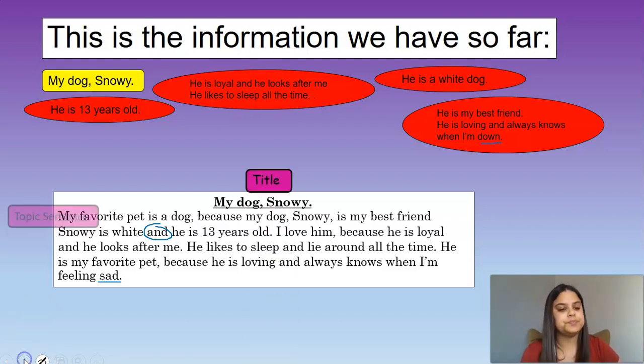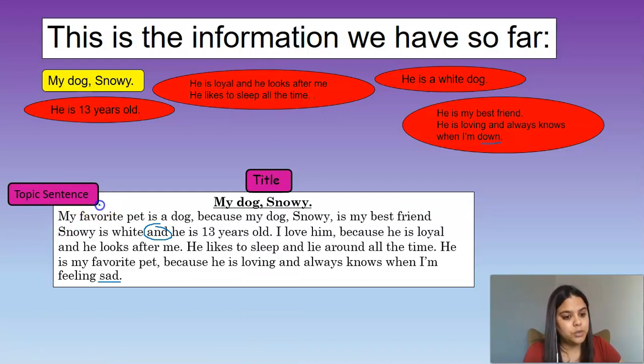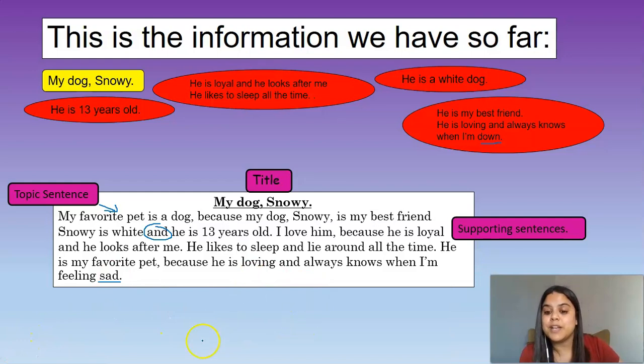I have my title. My topic sentence over here would be this one. My favorite pet is a dog because my dog Snowy is my best friend. And then I have my supporting sentences. My supporting sentences are the ones that support my topic sentence. All the other sentences speak about Snowy, my dog, because the first sentence introduces it. My favorite pet is a dog because my dog Snowy is my best friend. So the sentences that come after that support that topic sentence. I speak about the color of him, how old he is, why I love him, etc.